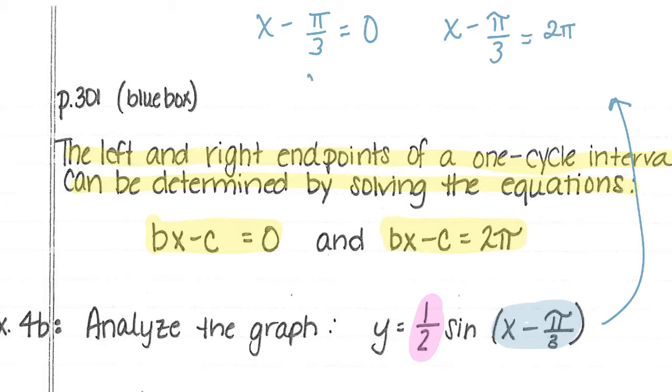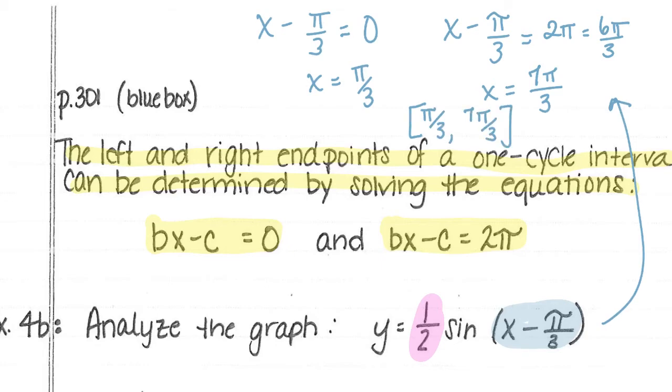So when I add pi over 3 to each side, I get pi over 3. When I add pi over 3 over here, well, 2 pi is equivalent to 6 pi over 3, and 6 pi over 3 plus pi over 3 is 7 pi over 3. So what this is saying is that it's starting at the interval pi over 3, and it's ending at 7 pi over 3. So we have to break this down into 4 separate sections of the unit circle.